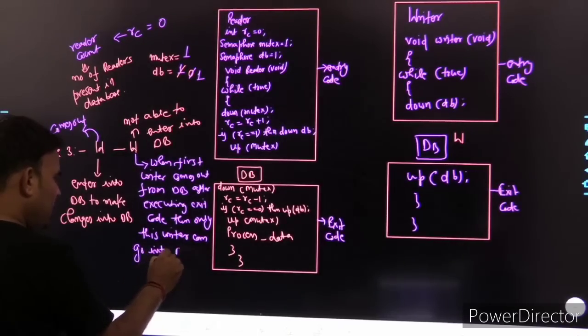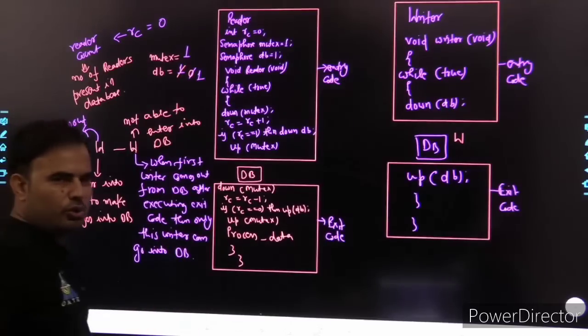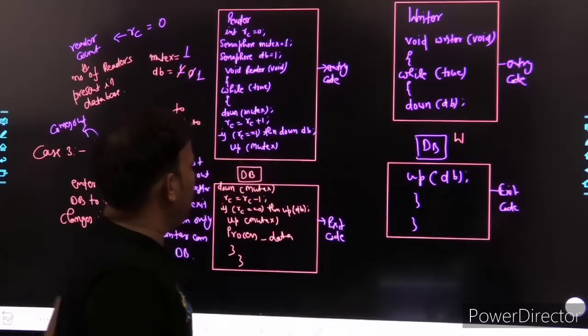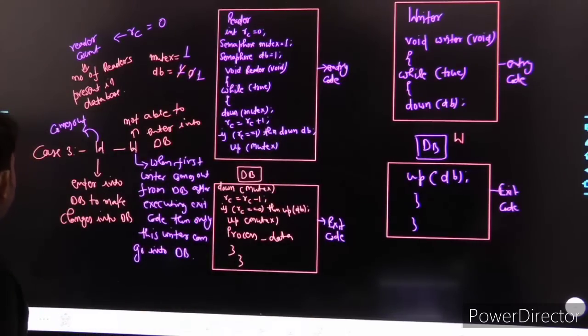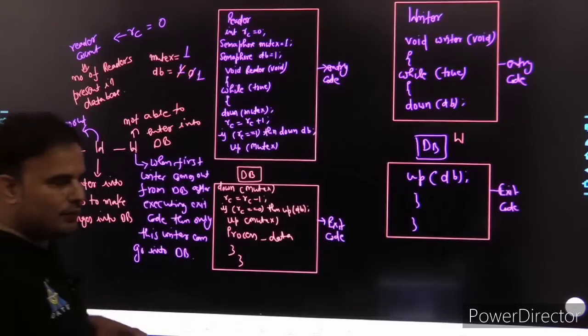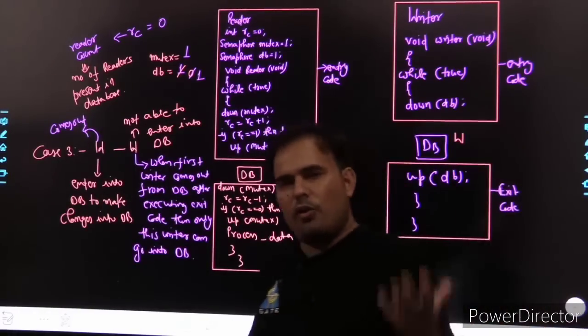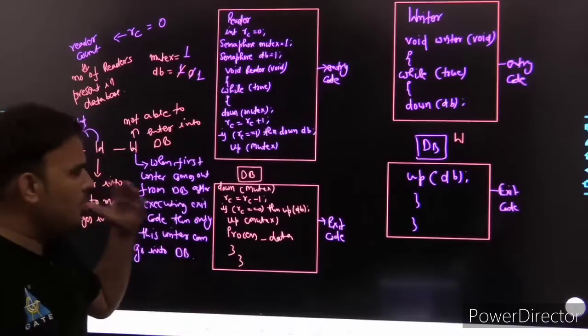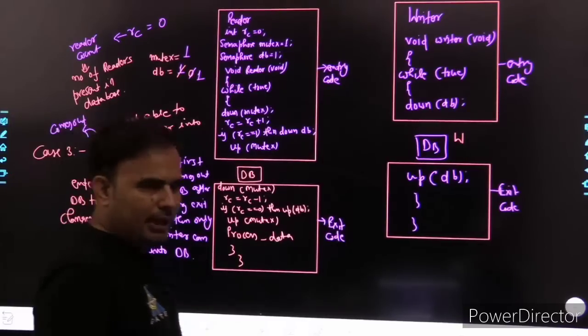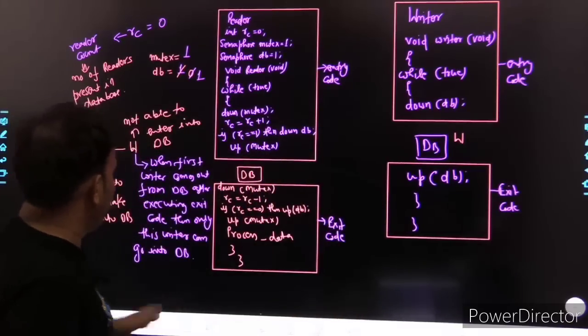Into DB, and whatever it wants to do, it will do. Okay, this is case 4. Now we are going to see how many readers can access the database at the same time. Through this code we are going to see.